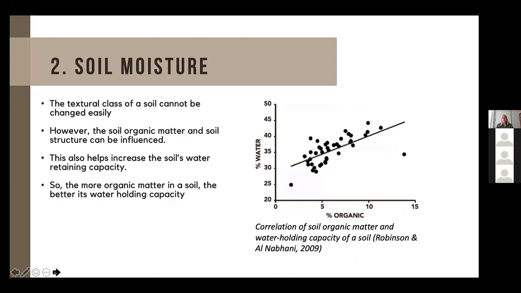And unfortunately, this textural class of a soil cannot be changed easily. So this is also not really something that people can easily change on their land to increase the soil moisture capacity. But the soil organic matter, on the other hand, and the structure are things that can be influenced. And as these also help to increase the soil water retaining capacity, it's very important to take this into account. So this figure actually shows that the more organic matter in the soil, the better its water holding capacity.